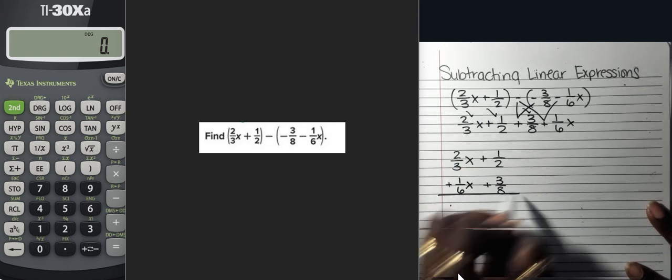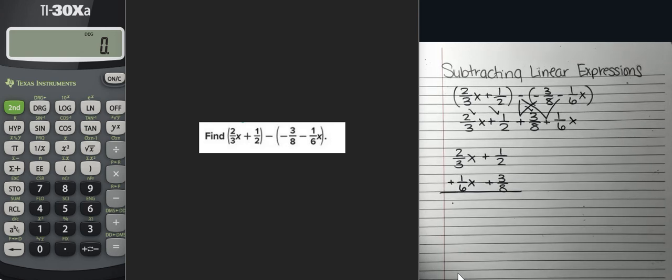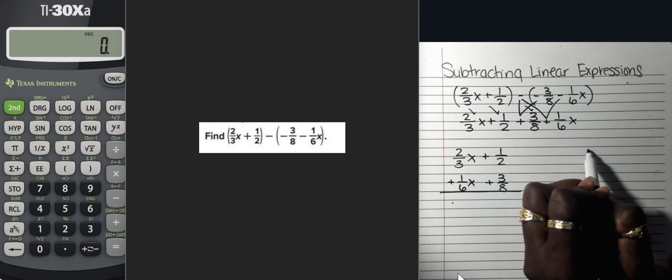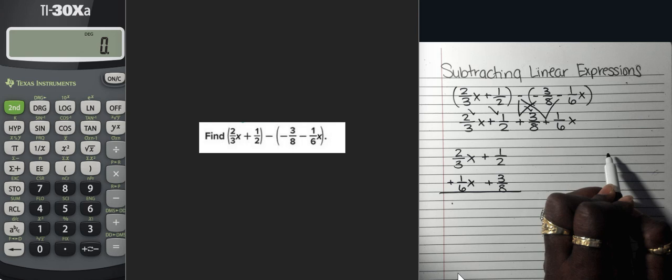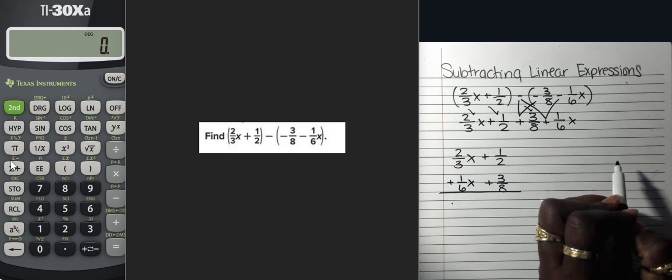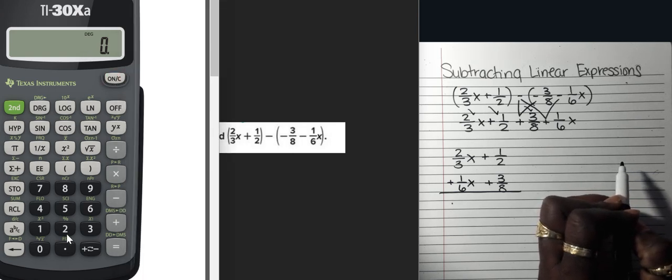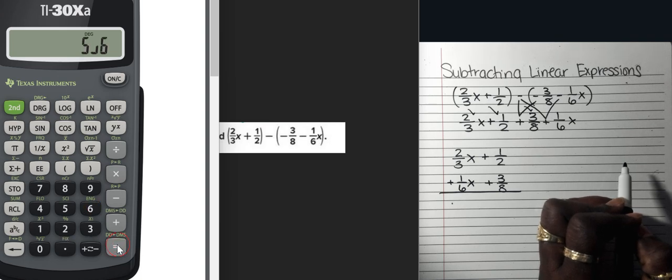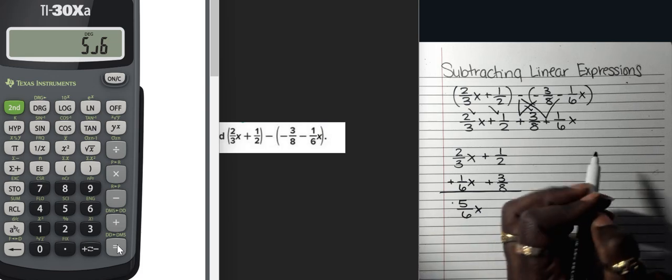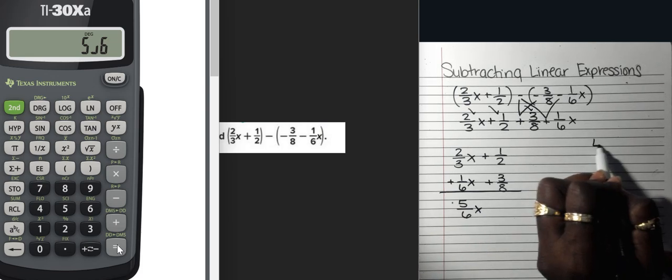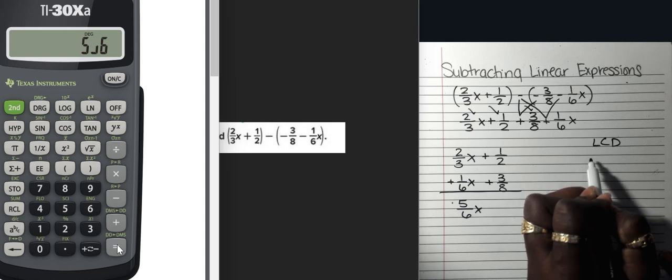Okay, so now what you're going to do is the same thing that we've done before. You're trying to find the least common denominator for 2/3 and 1/6. So I'm going to do it manually, but of course, remember you guys have your calculator, and I'm actually going to plug it into our calculator first. So we have 2/3 plus 1/6. That should give me 5/6 x. And let's check and see if that is what I actually get if I do it manually, which you should if I do it correctly.